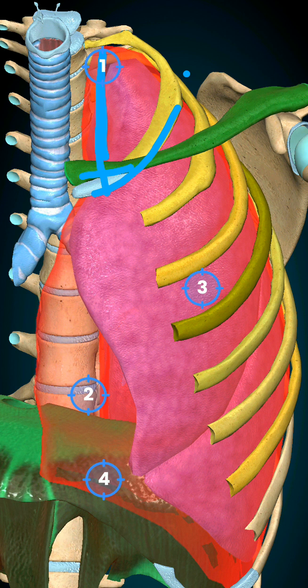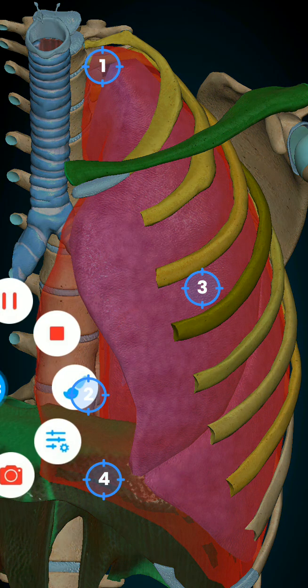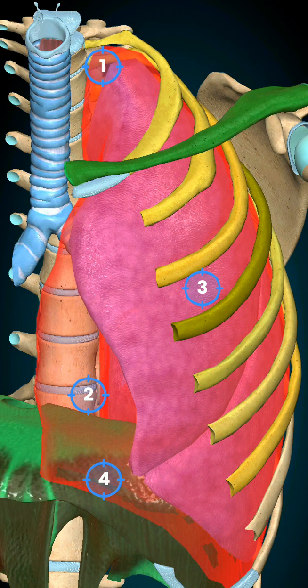So that is all about the pleura, together with its layers, specifically the parietal layer, as the emphasis of this video was.